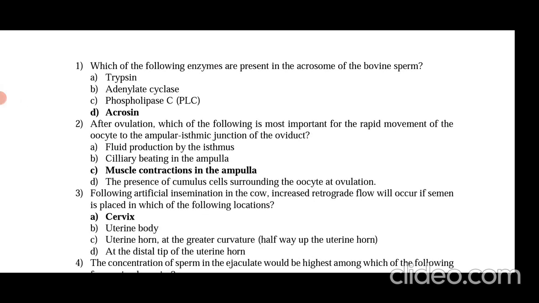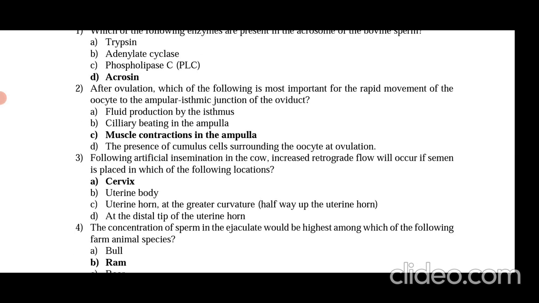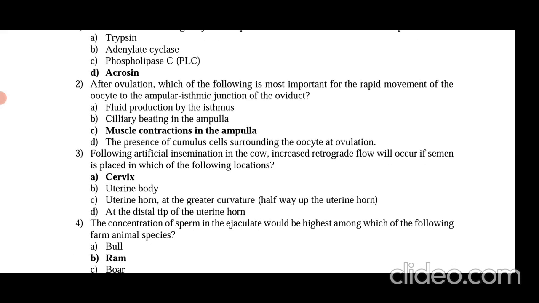Which of the following enzymes are present in the acrosome of bovine sperm? Acrosin. After ovulation, which of the following is most important for the rapid movement of oocytes to the ampullary-isthmic junction of the oviduct? Muscle contractions in the ampulla. Following artificial insemination in the cow, increased retrograde flow will occur if semen is placed in which of the following locations? Cervix. If the semen is placed in the cervix, there will be increased retrograde flow.